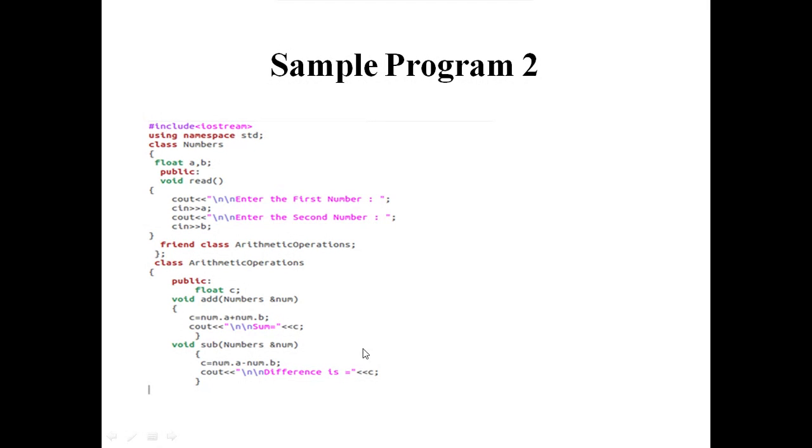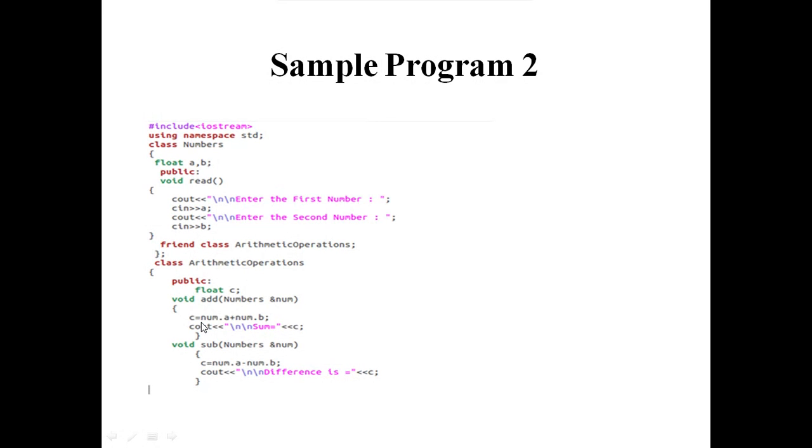To access the private data members, first of all we have to make this class a friend of that class. So we include this line, friend class ArithmeticOperations, right? And c is the data member in ArithmeticOperations, which stores the result of the operation. So we have the add function here. Please note that we are passing the object of the class. We have to pass it because it is a non-member, that is, it is not a member function within the class itself.